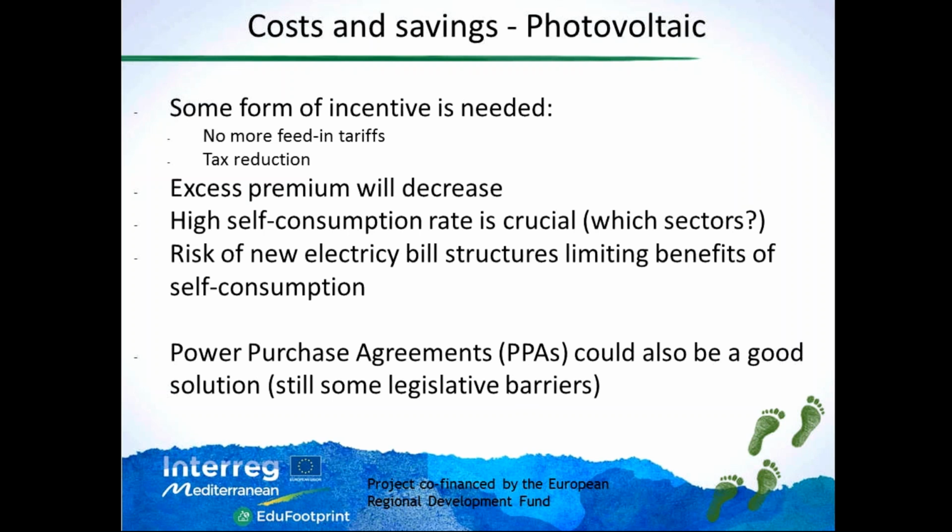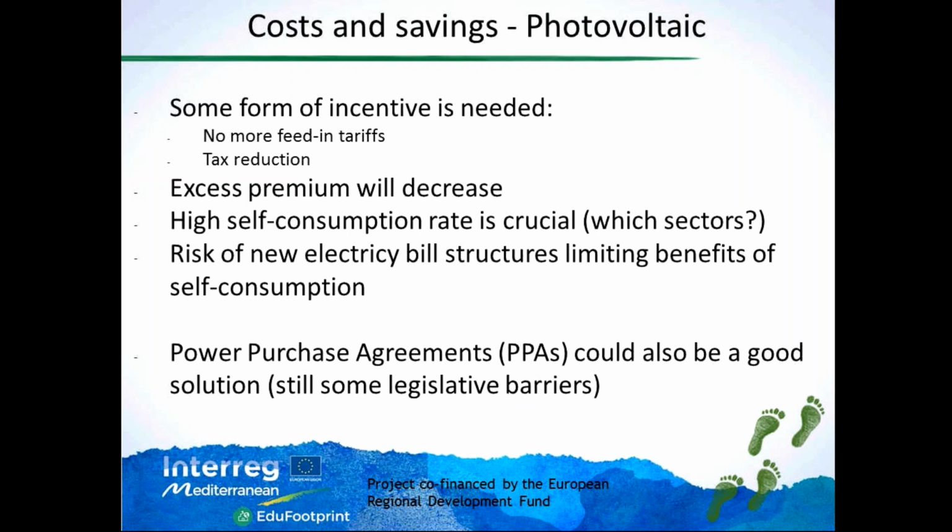A solution which could be very good for photovoltaic plants is the so-called power purchase agreement. What does it mean? It means that it's not the user who is the owner of the photovoltaic plant, but a third party, an investor, who comes and puts the photovoltaic plant on the roof. It is still the owner of the plant, but it can sell the electricity to the user at a fixed price. So in this case, the user is not assuming any investment risk for the photovoltaic plant, but just has a fixed price.